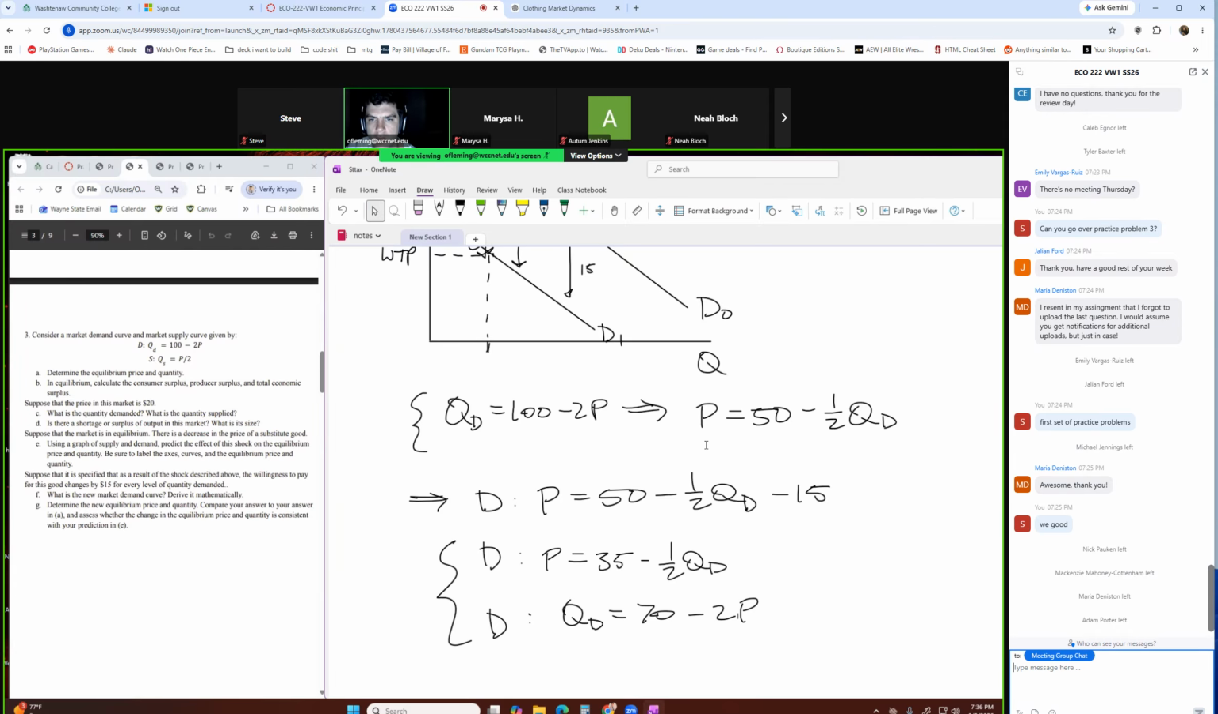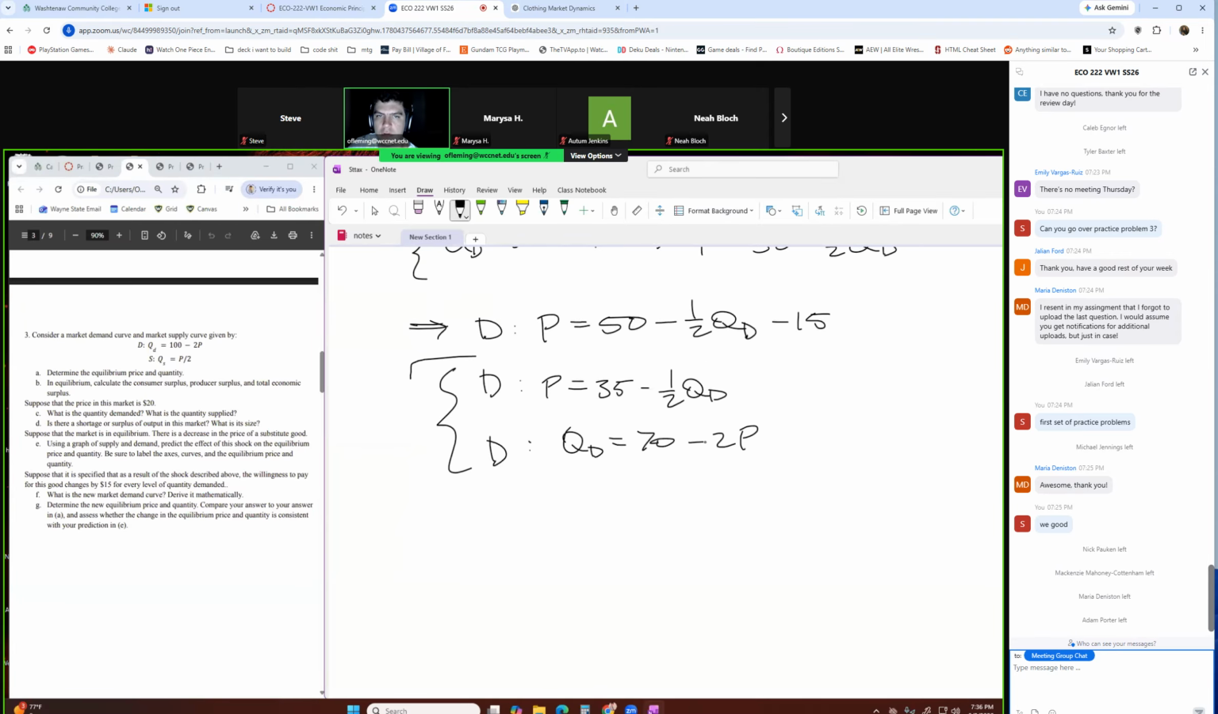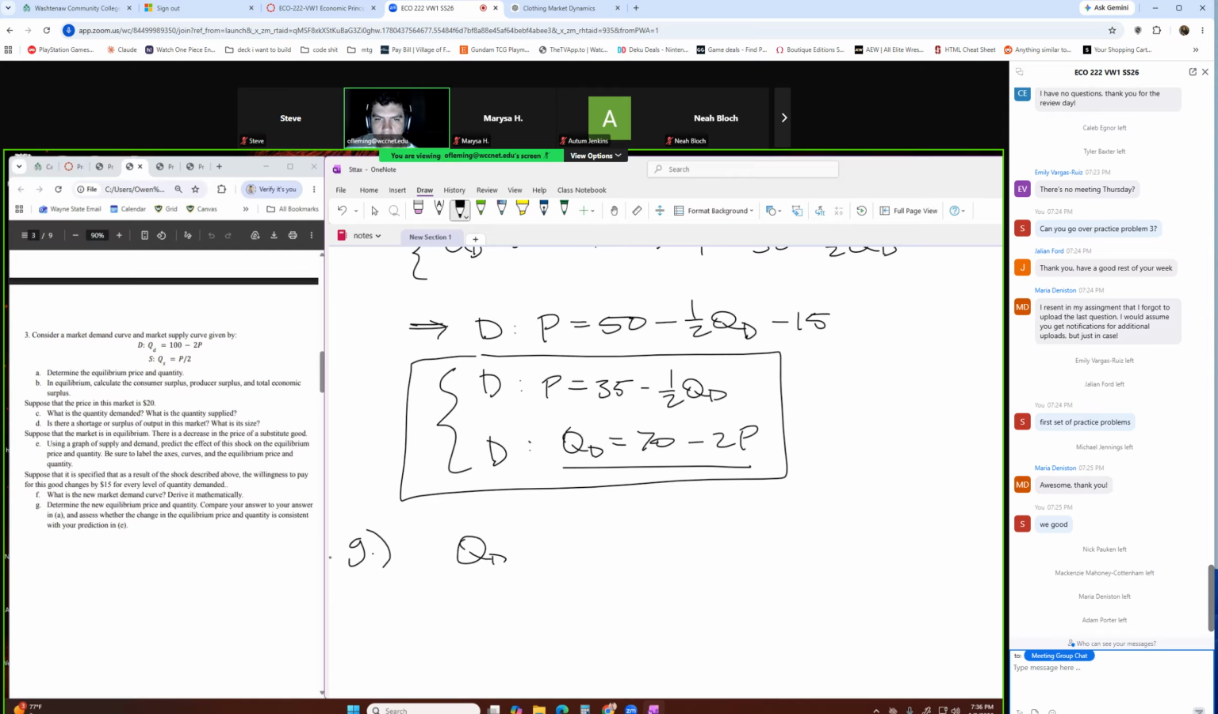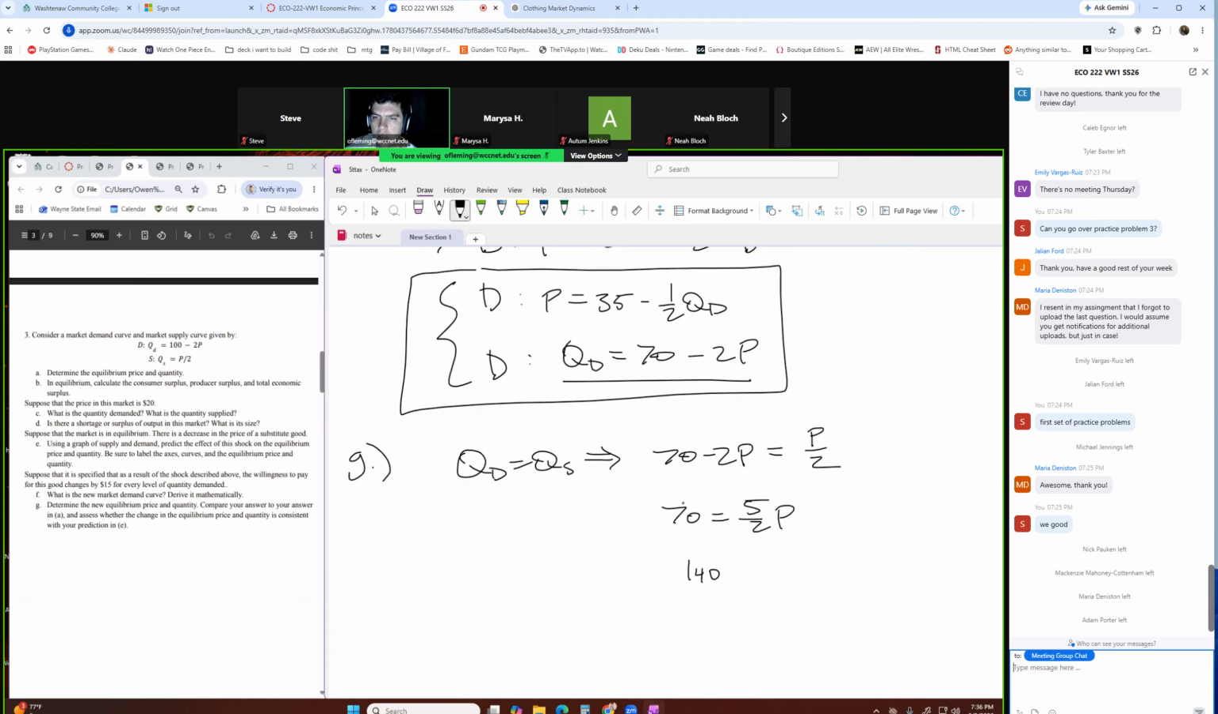Okay. Now, this is the new demand curve. So this is actually the answer to F. Now with G, we simply use this new demand curve along with the original supply curve to figure out the equilibrium price and quantity. So we have QD equals QS, right? So QD is now 70 minus 2P equals QS, which is P over 2. So again, we're going to have 70 equals 5/2 P. So that is going to be 140 equals 5P. And that is going to be what? 28. So P is 28. And so then Q is going to be P divided by 2, which is 14.